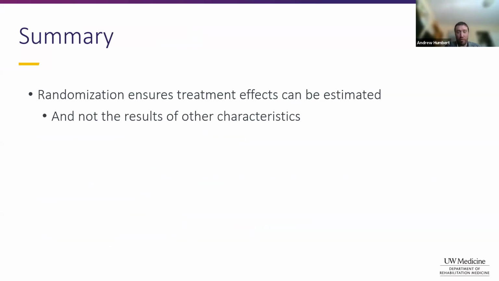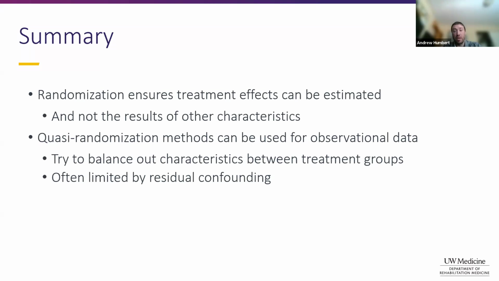So just a quick summary of the overall talk and hopefully what we've gained from this. The first one is that randomization really ensures treatment effects can be estimated and are not the result of other characteristics, right? We're achieving this by balancing all characteristics between the groups such that there can be no differing effects in one group other than the effect of treatment in the group that receives it. Quasi-randomization is a way of trying to make lemonade out of lemons. It can be used for observational data. And what it does is try to balance out characteristics between the treatment groups as if we had randomized our population or a sample.